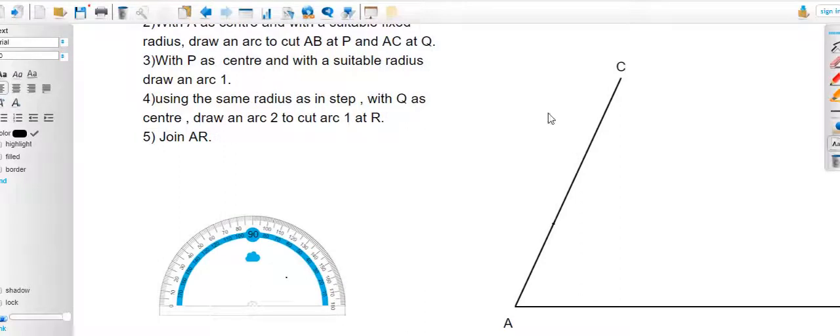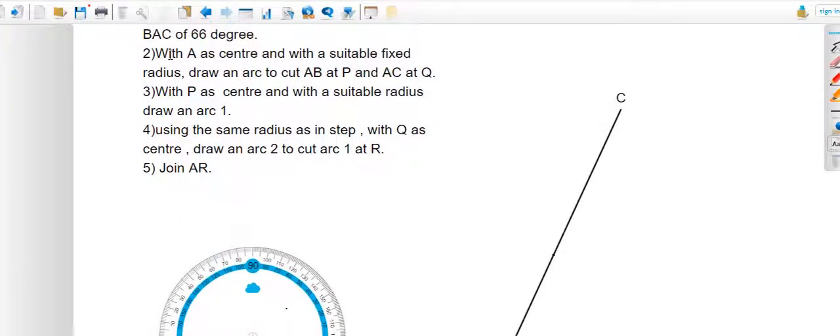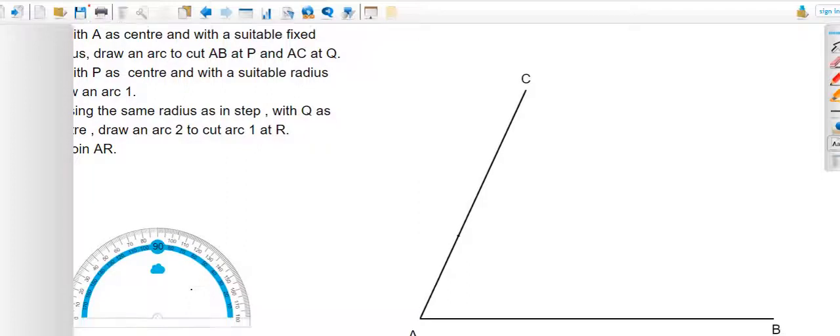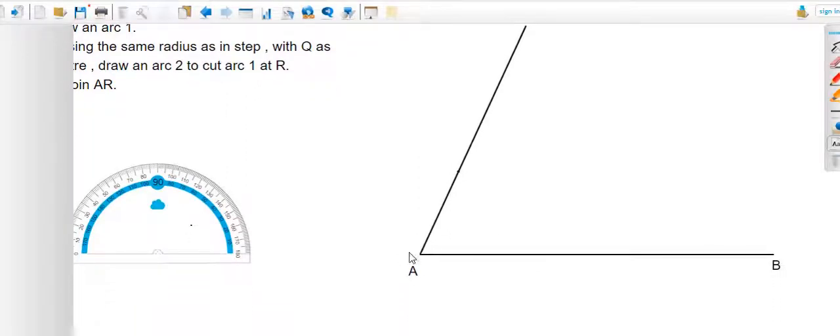Now it is saying, have a look, that with A as center and with a suitable fixed radius, draw an arc to cut AB at P. Now using this A as the center, we have to draw an arc, a simple cross at this line AB, and that particular point will be named P. I know this is getting critical. I'm making it very simple for you to get this.